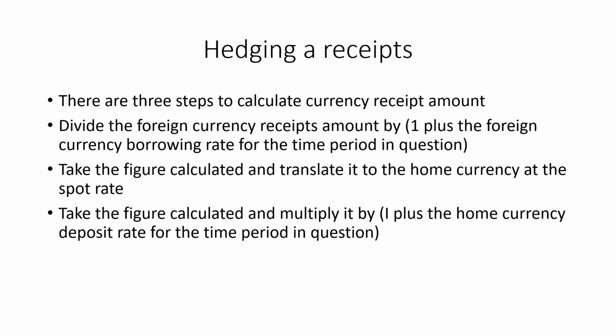Now, when we talk about hedging a receipt, it can be very well explained with the help of this three-step process. In the first step, when you are calculating a foreign currency amount, first of all, divide the foreign currency receipt amount by 1 plus the foreign currency borrowing rate for the time period in question. Like you are about to receive a certain amount of money in 3 months or 6 months, so you will divide the foreign currency receipt amount by the borrowing rate of that foreign currency, and obviously you have to see for how much period you will be borrowing that amount. That would be exactly the period in which you will be receiving the receipt.